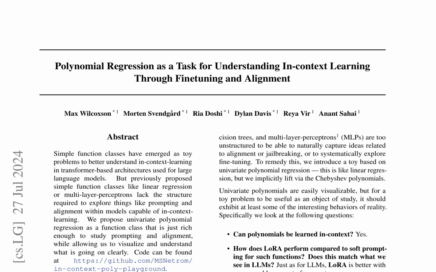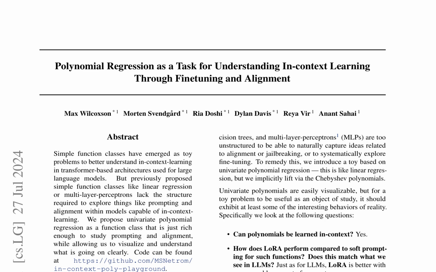This research paper proposes the use of univariate polynomial regression as a function class to explore in-context learning, prompting, and alignment in transformer-based architectures. The study employs a GPT-2-style model with 6 layers, 4 heads, and an embedding dimension of 128, totaling about 1.2 million parameters. It introduces a simple yet rich enough toy problem that allows for clear visualization and understanding of these concepts.